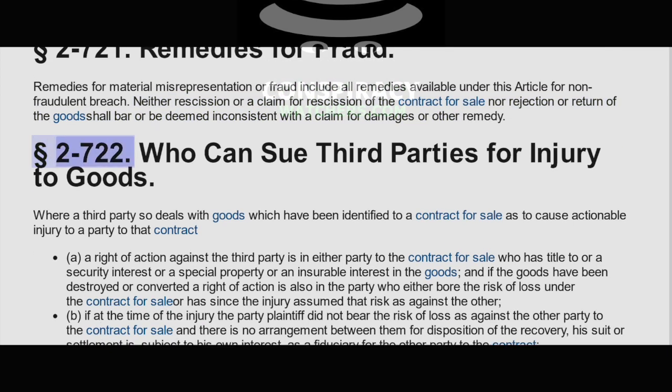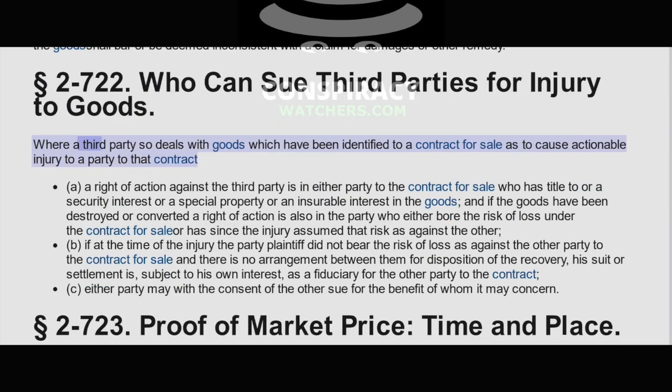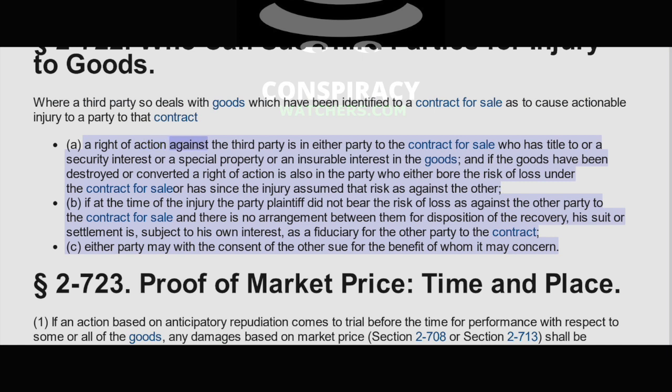Section 2-722. Who can sue third parties for injury to goods? Where a third party so deals with goods which have been identified to a contract for sale as to cause actionable injury to a party to that contract, a right of action against the third party is in either party to the contract for sale who has title to or a security interest or a special property or an insurable interest in the goods; and if the goods have been destroyed or converted, a right of action is also in the party who either bore the risk of loss under the contract for sale or has since the injury assumed that risk as against the other.